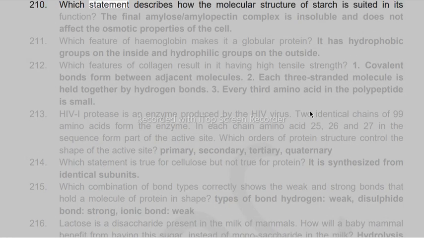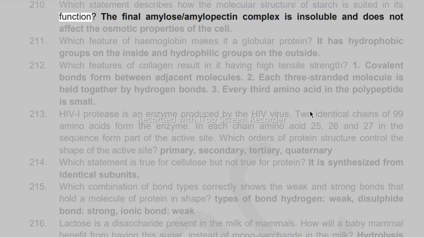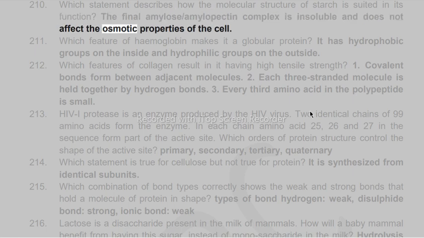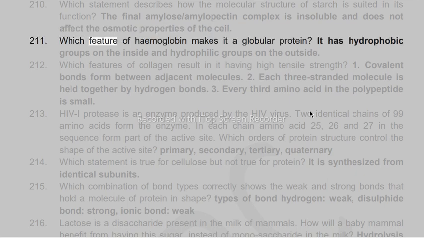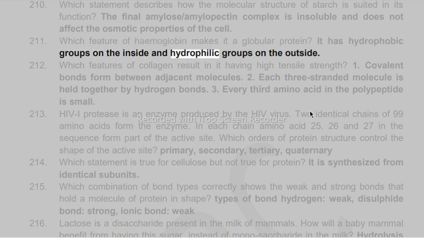210. Which statement describes how the molecular structure of starch is suited to its function? The final amylose/amylopectin complex is insoluble and does not affect the osmotic properties of the cell. 211. Which feature of hemoglobin makes it a globular protein? It has hydrophobic groups on the inside and hydrophilic groups on the outside.